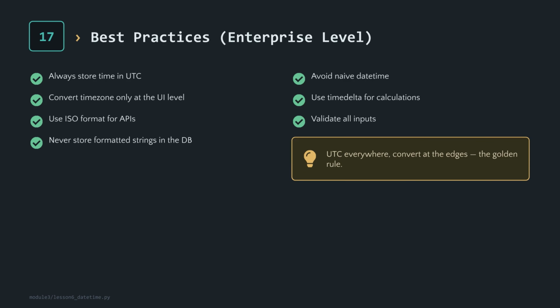So how do the pros handle all of this? Here are the golden rules. Always store your time in UTC, and only convert to a local time zone right at the UI level. Use ISO format for APIs, and never store pre-formatted strings in your database. Avoid naive datetimes, lean on timedelta for calculations, and validate every input. In short, UTC everywhere, convert at the edges.